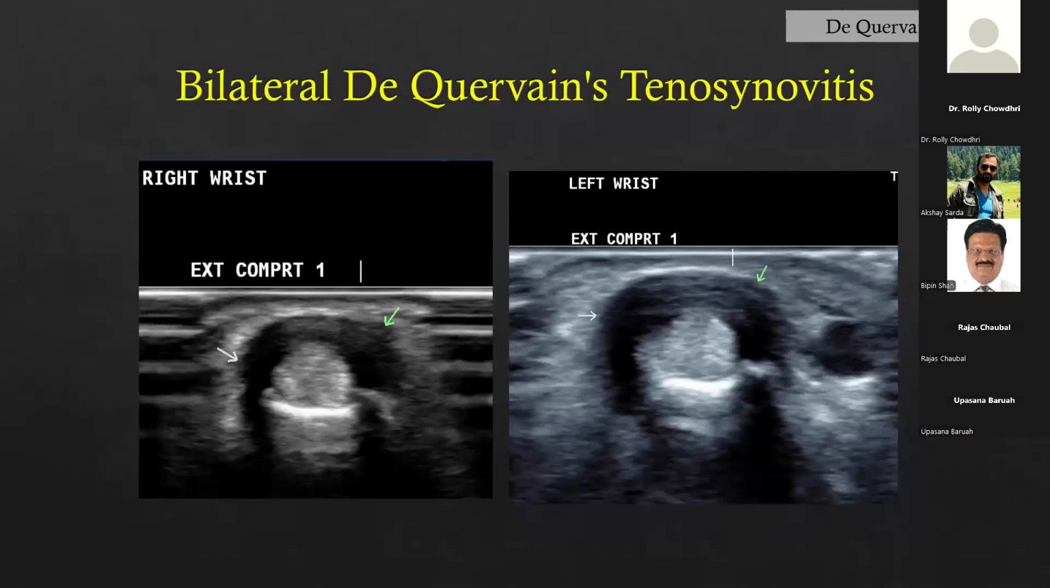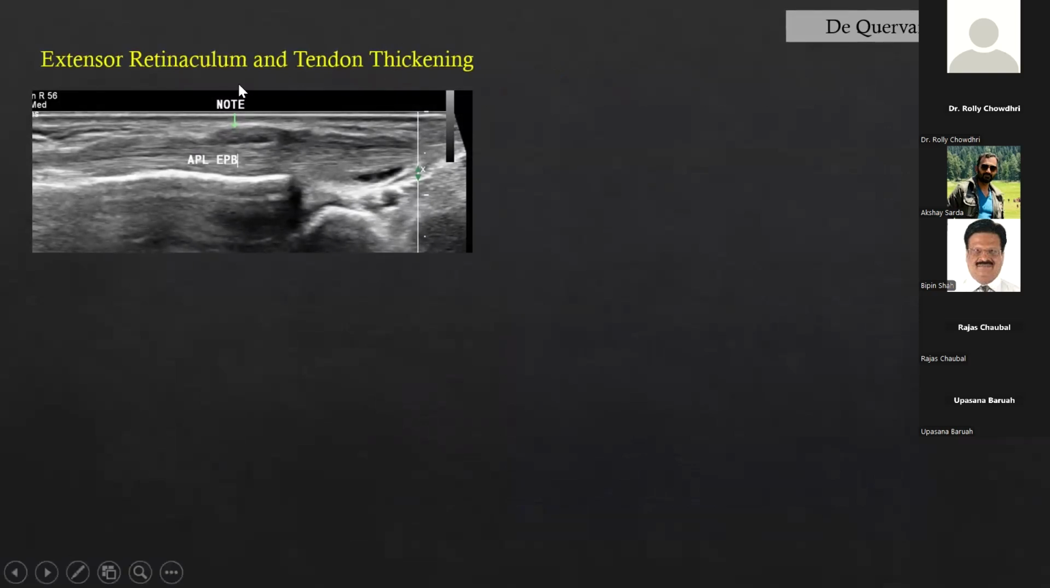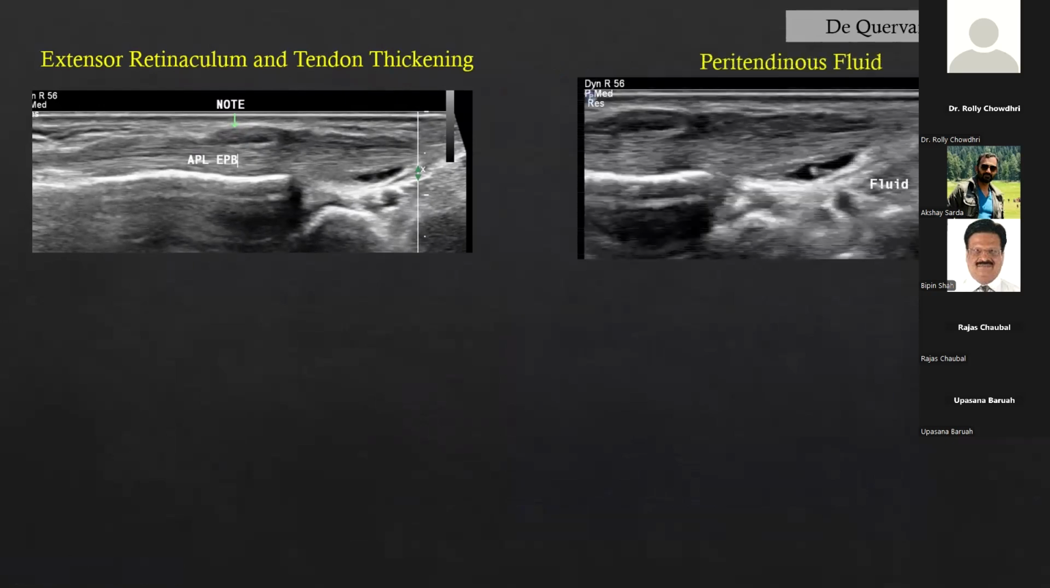Sometimes they can be bilateral. So on both sides, you can see this thickening of the retinaculum and bulky rounding of the tendons. Now, like in any other tenosynovitis or any other inflammatory changes, the associated finding that you will get along with the retinaculum thickening and tendon thickening is fluid, peritendinous fluid.